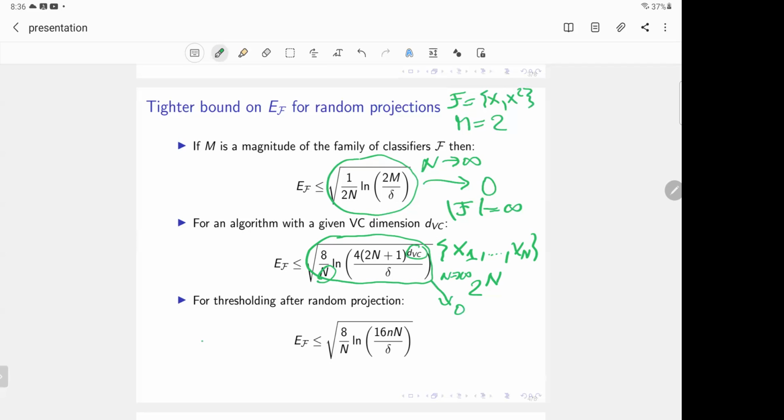So it also gives a guarantee that the learning will be successful given large enough sample size. What we do in our work is that we show a tighter bound for the method of thresholding after random projection. We do not rely on the VC dimension. Instead, we compute how many different options our algorithm can produce on a finite set.